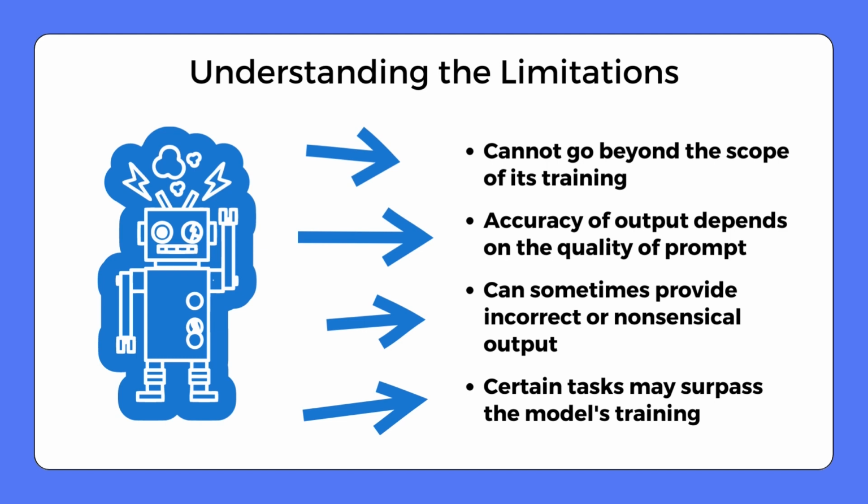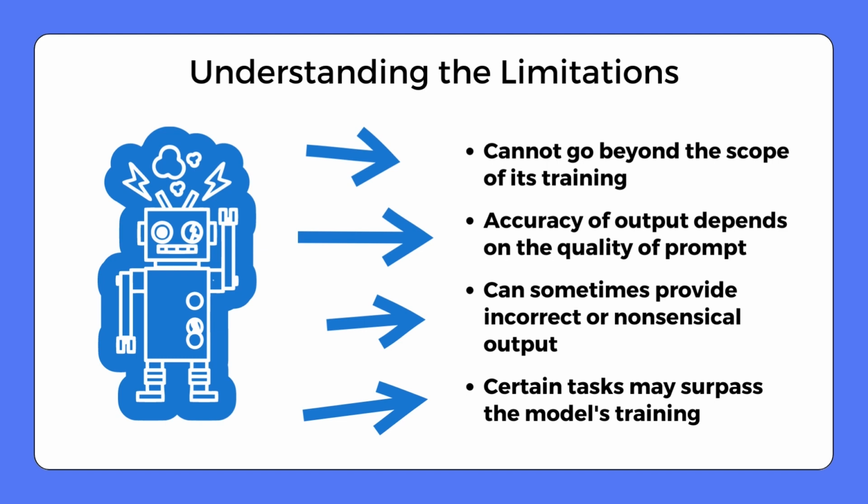For example, the model doesn't have the capability to generate content outside its training cutoff date or accurately predict future events. Second, the accuracy and relevance of the model's output highly depends on the quality and clarity of your prompt. However, even a perfectly crafted prompt may not always produce the expected result due to the inherent unpredictability of the AI models.